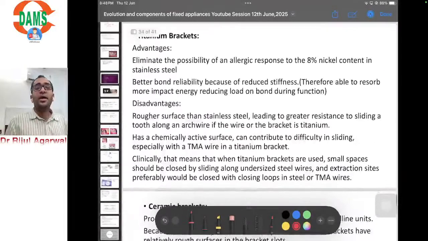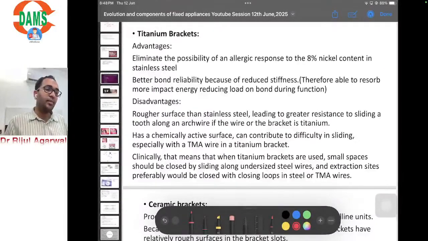Next came the titanium brackets. So why was titanium developed? As we all know, about 10% of the population is allergic to nickel. The next advantage was better bond reliability with titanium compared to stainless steel, because they were able to resolve more impact energy, reducing load on the bond during function.